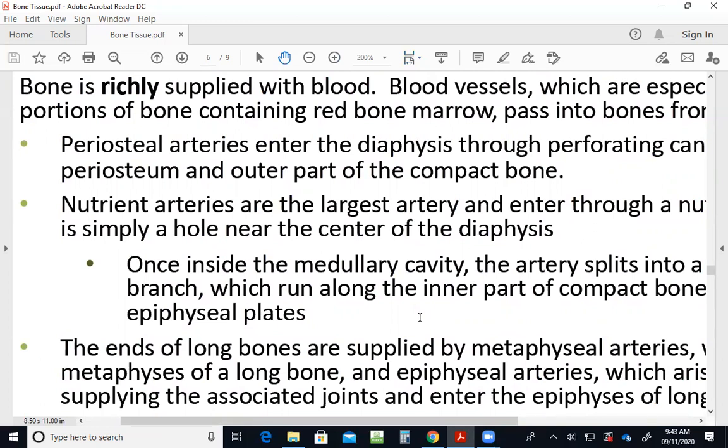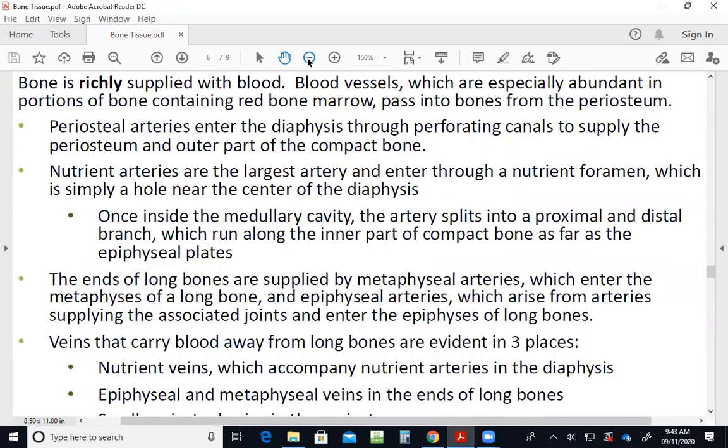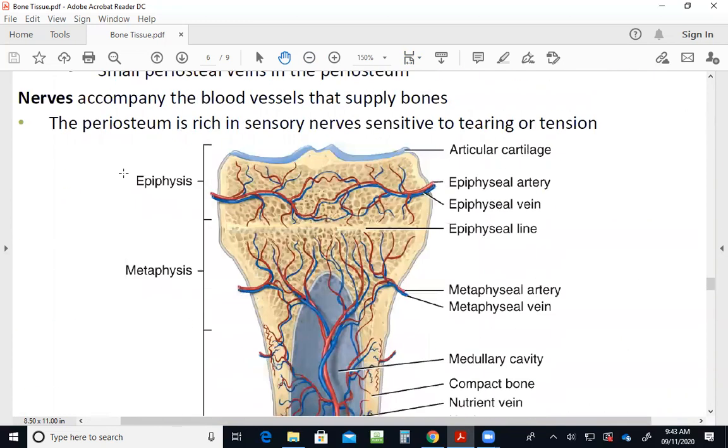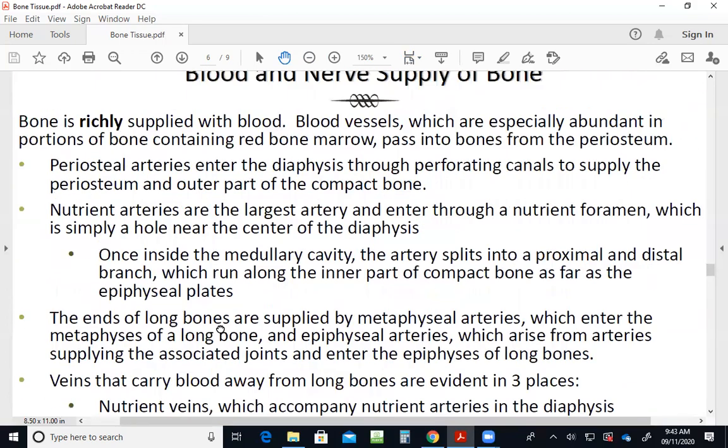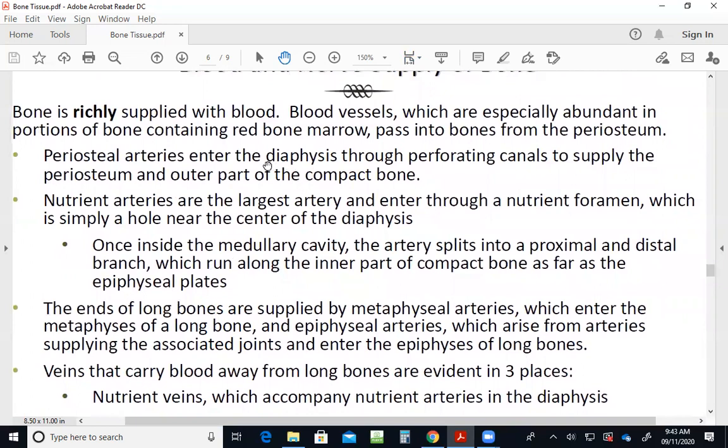As I mentioned earlier, our bones are living organs made up of living cells, and they need a blood supply. In fact, our bones are richly supplied with blood. We have blood vessels, especially abundant in portions of our bone containing red bone marrow, that pass into bones from the periosteum. Literally, we have what are called periosteal arteries. Arteries are blood vessels that carry blood to the bone. We've also got periosteal veins, which carry blood away from a bone. They enter the diaphysis through the perforating canals to supply the periosteum and outer parts of the compact bone.